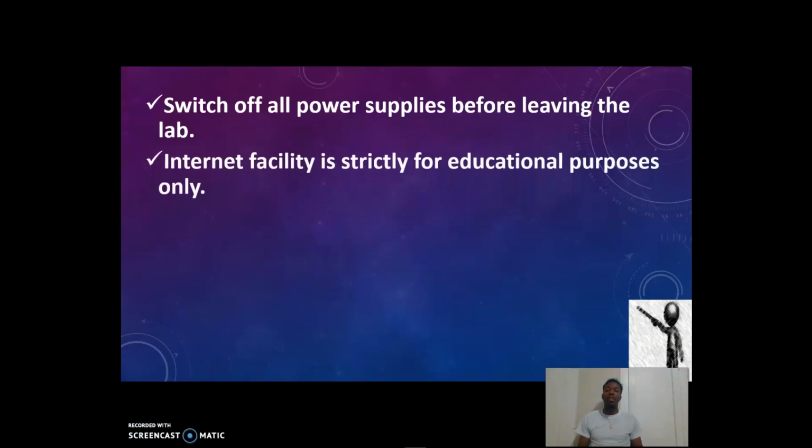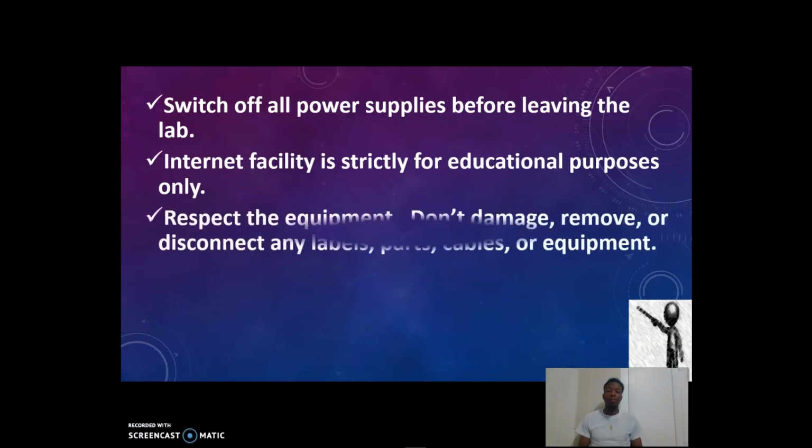Internet facility is strictly for educational purposes only. When you're in the computer lab, be considerate of your surroundings. Be considerate of other persons using the computer. If you're using the internet, please use it for appropriate research activities. Don't use it for your personal use, because the history will be there and persons may go on and see what you were viewing. All right, so please don't use these computers for your personal use. Use them for general purpose and research.